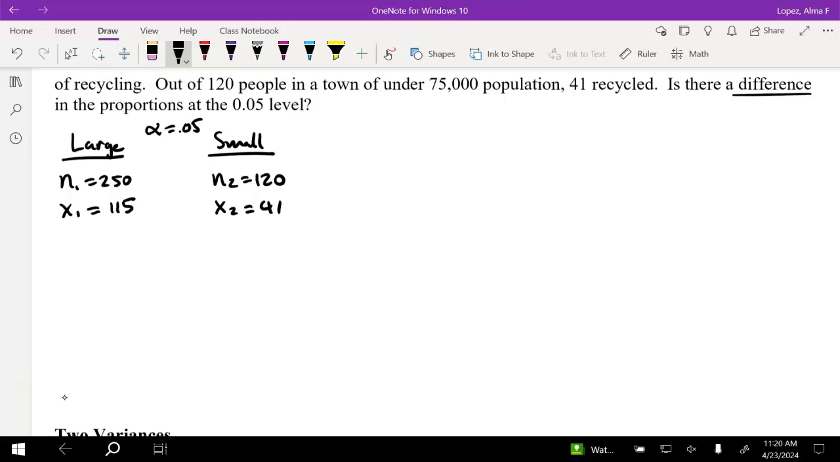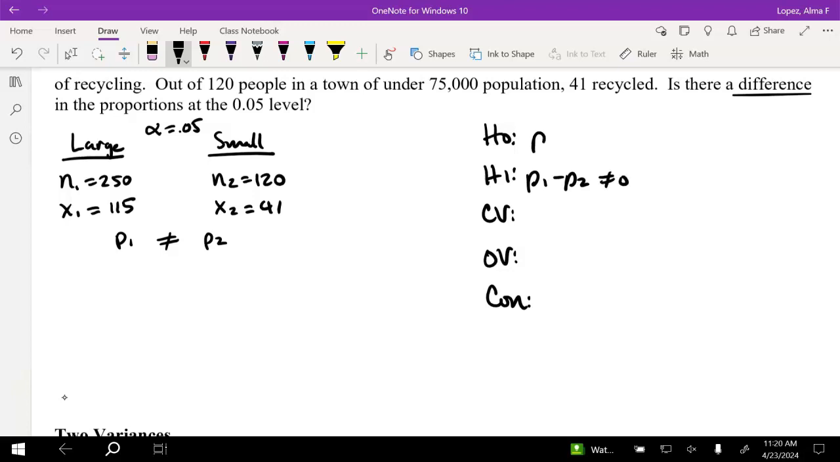All right, is there a difference? Okay, so P1, P2, is there a difference? That means, are they not equal? So I can go ahead and build my hypothesis test. Here's the null, the alternative, the critical value, the obtained value, and the conclusion. That's going to give me P1 minus P2 is not equal to 0. My null will be that P1 minus P2 is equal to 0.